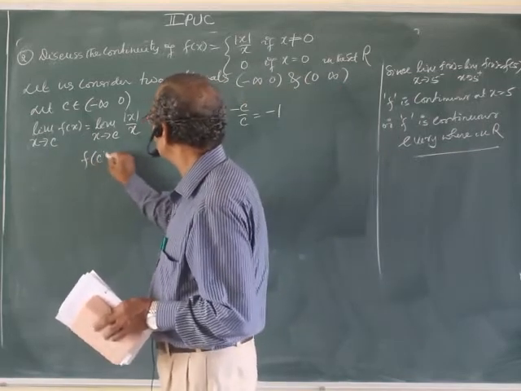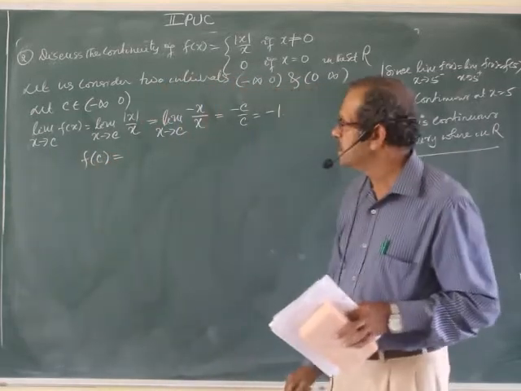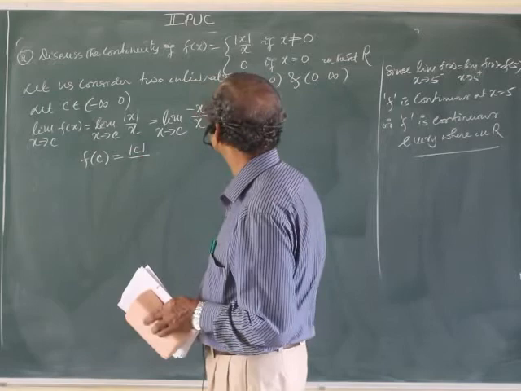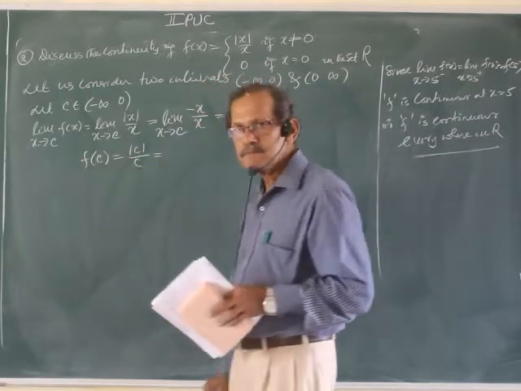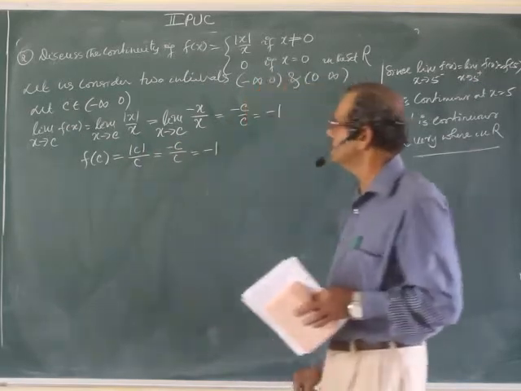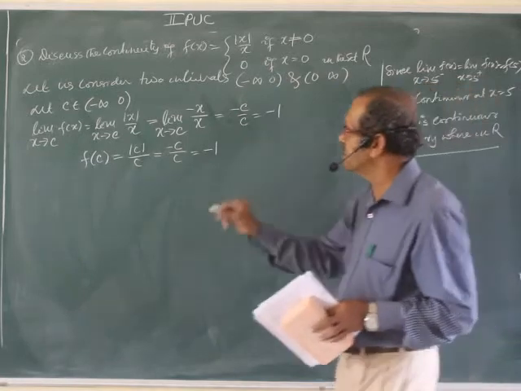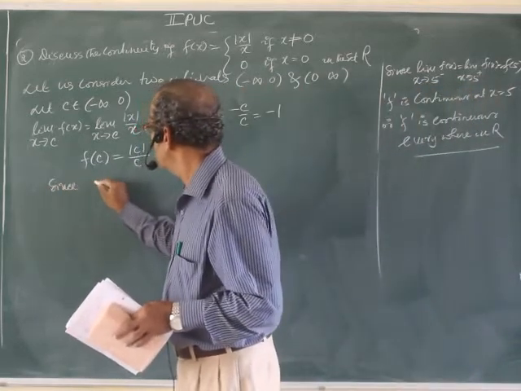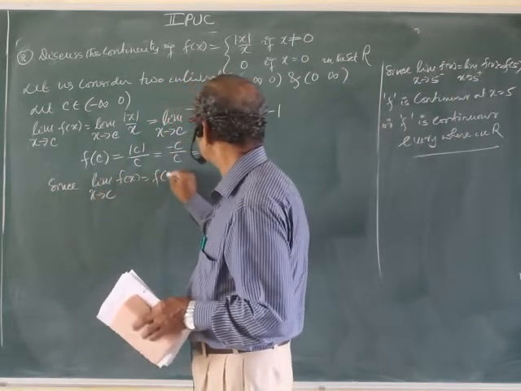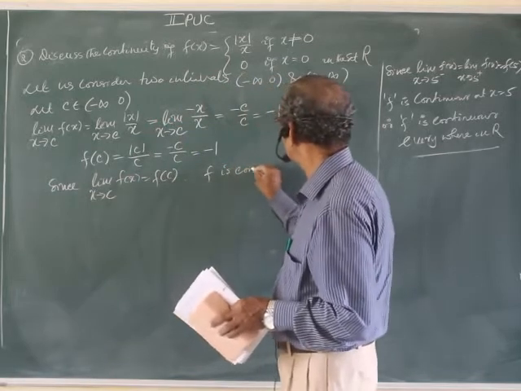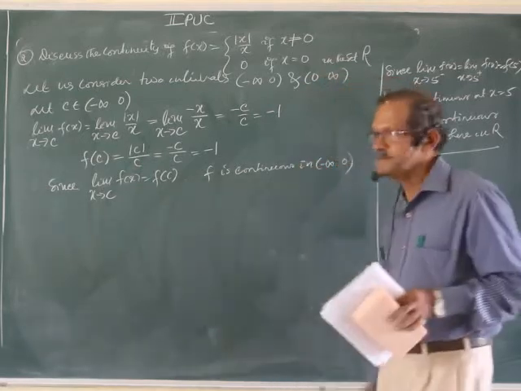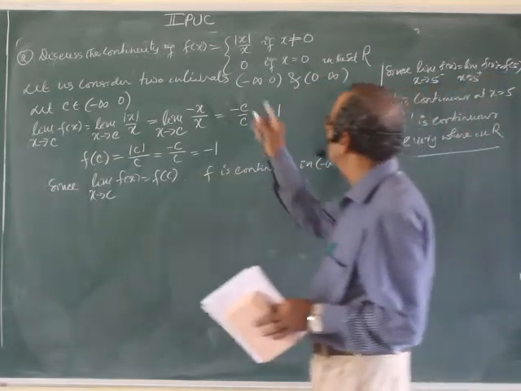Again, f of C equals mod C by C, or this is minus C by C, minus 1. So it is continuous. Since limit x tending to C of f of x equals f of C, f is continuous in minus infinity to 0. It is continuous.